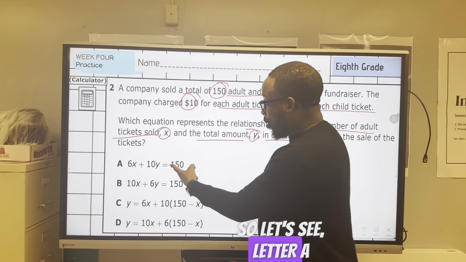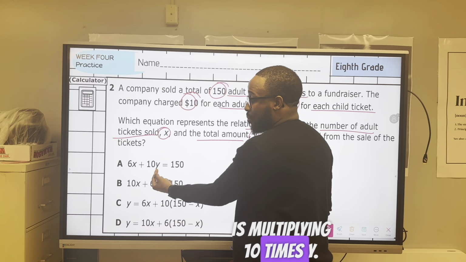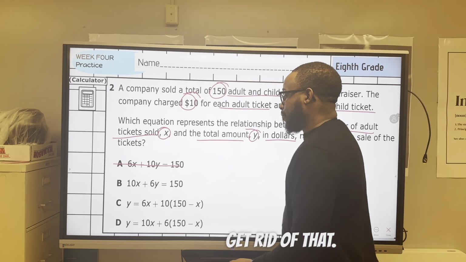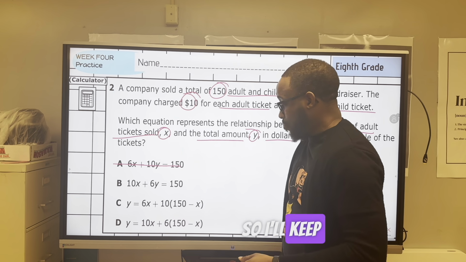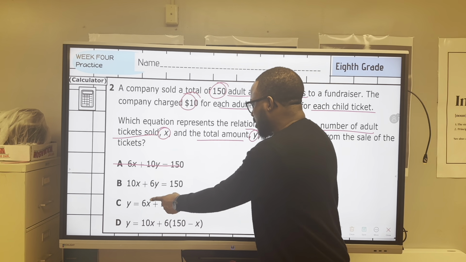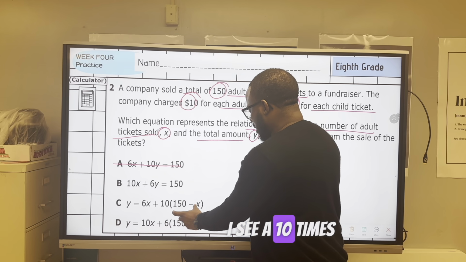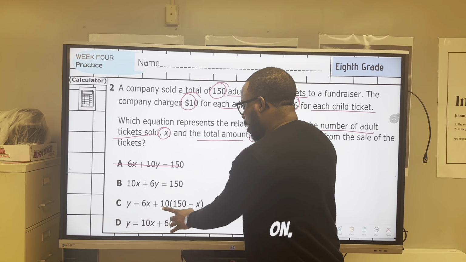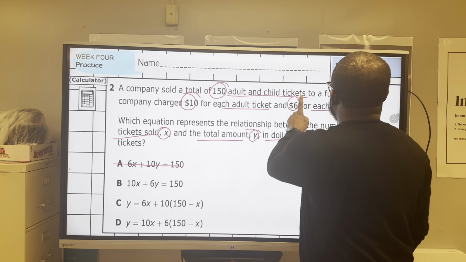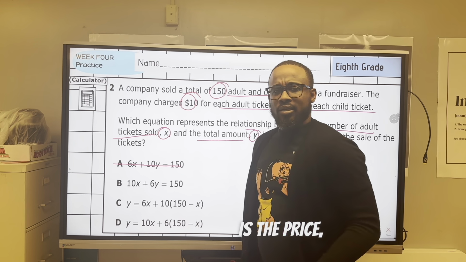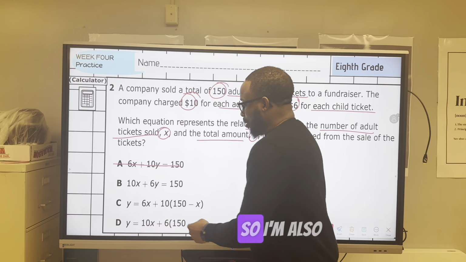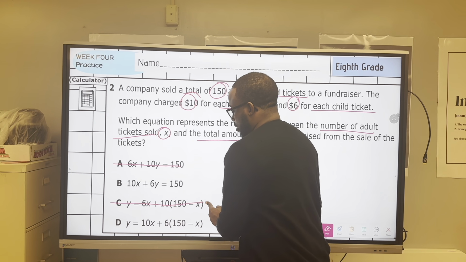So let's see, letter A is multiplying 10 times Y. I am going to get rid of that. Letter B is multiplying 10 times X, so I'll keep that. And letter C, over here I see a 10 times something going on, but I see 6 times X. 6 is the price for the child tickets, and X is the number of adult tickets, so I'm also going to eliminate that.